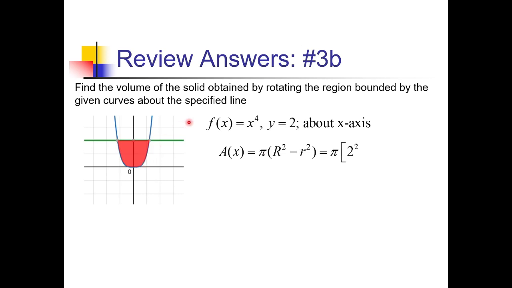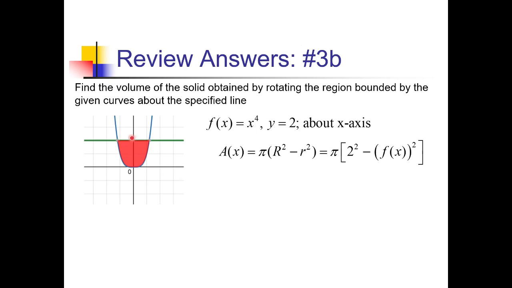So in this case, that's just the f of x function, minus 0, which is just the f of x function. So minus f of x squared. And that whole thing is my area formula. Now, before I can actually get anything else, I need to figure out my limits of integration.